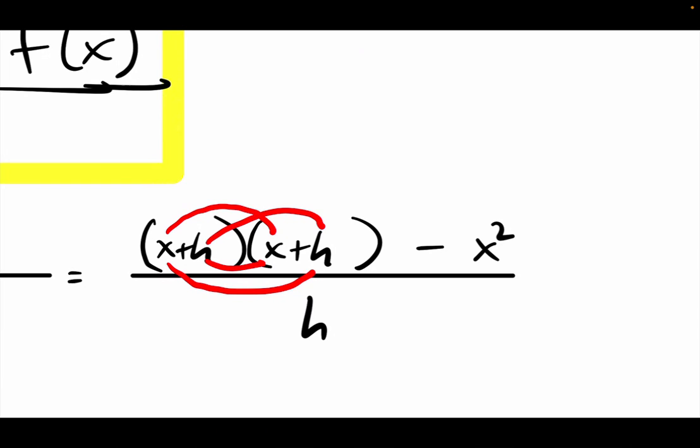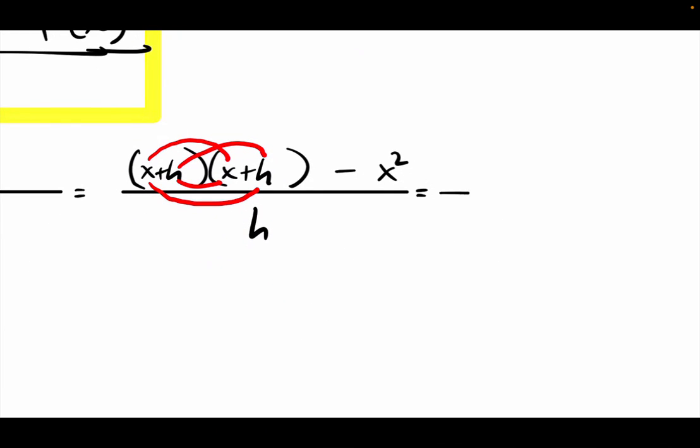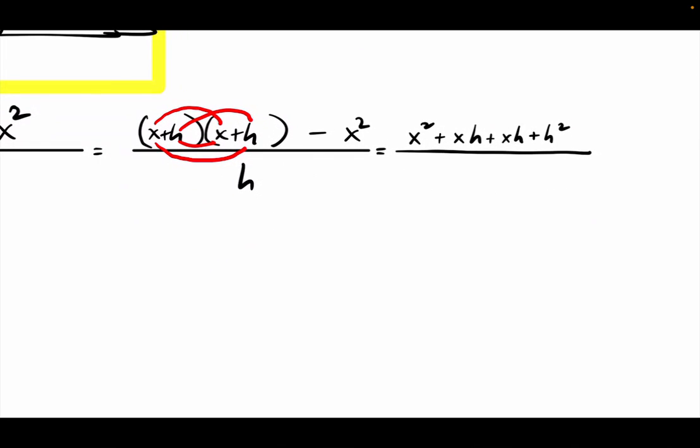Okay, first, outer, inner, last. That's what FOIL stands for. So if I multiply the first two terms, that's x times x. If I multiply the outer terms, x times h, that's just positive xh. Multiply the inner two terms, that's again xh, x times h. Multiply the last two terms, h squared. Okay. Subtract x squared. And then I also have a subtract x squared here, good.